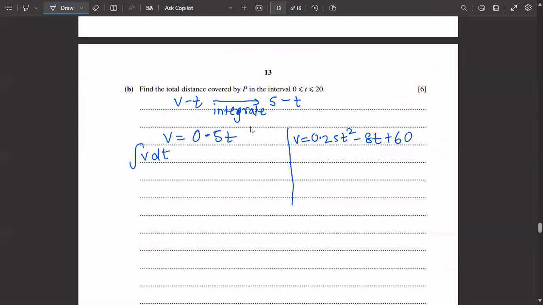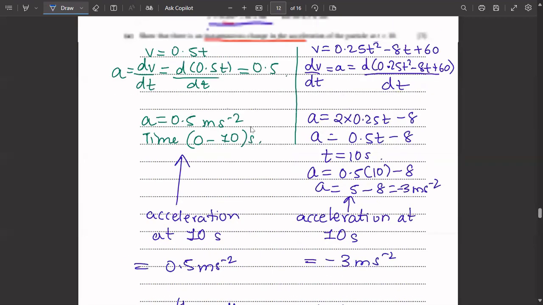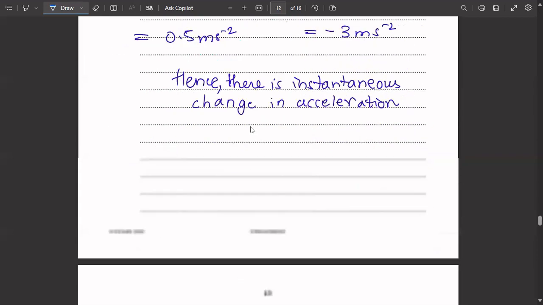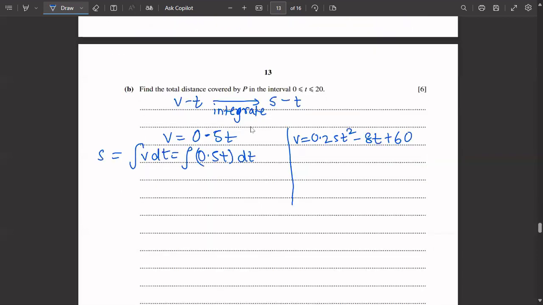Integral of v dt will be equal to displacement, which is integral of 0.5t dt. And what will be the limits? For the first one, the time is 0 to 10. So the limits will be 0 to 10. Now if we integrate this, this will become 0.5 t square upon 2. And now this will be from 10 to 0.